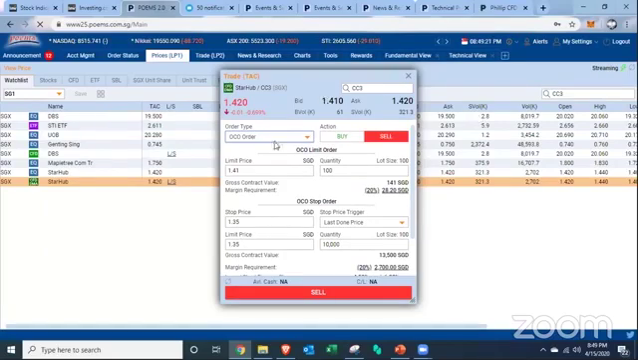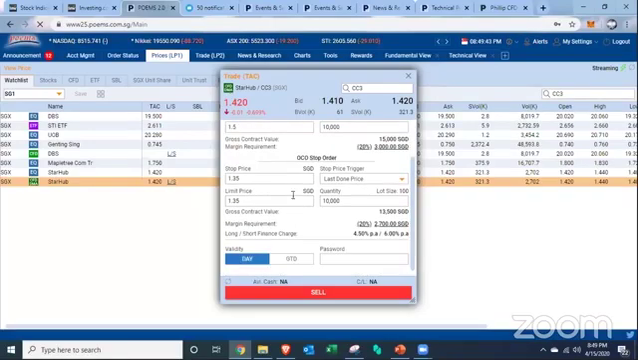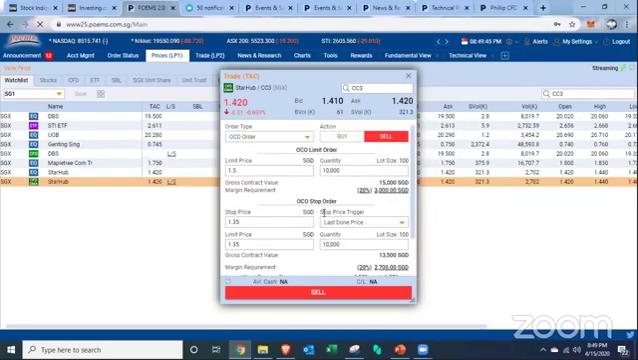OCO orders. So let's say I enter the position, a buy transaction at 1.342. I think that the price can go up to 1.5, where I will take my profit. However, sometimes I also need to put a stop loss to protect in case the price drops below 1.35, it can drop to around 1.2. So I need to put a stop loss also.